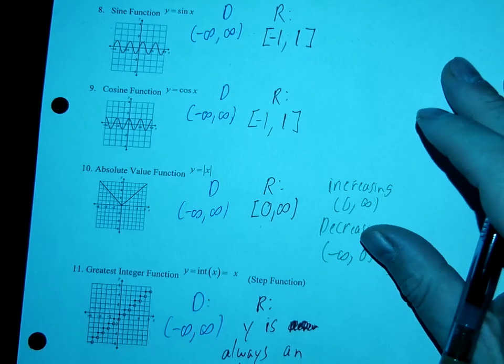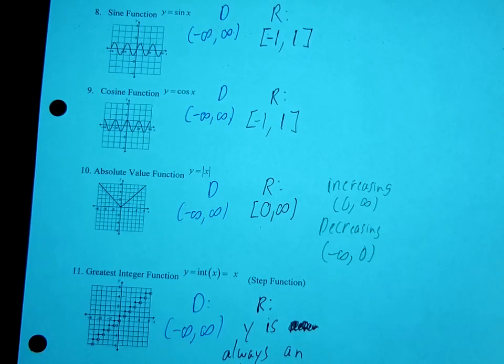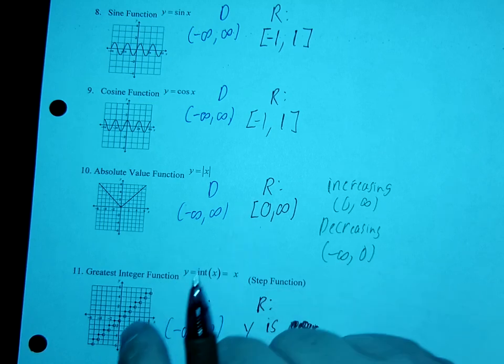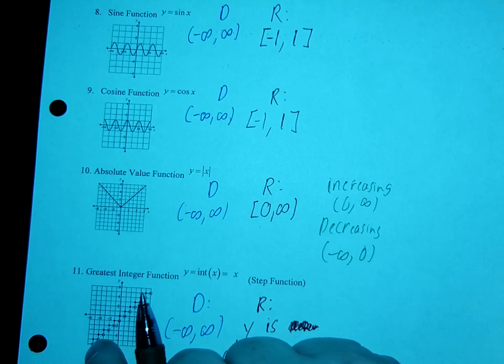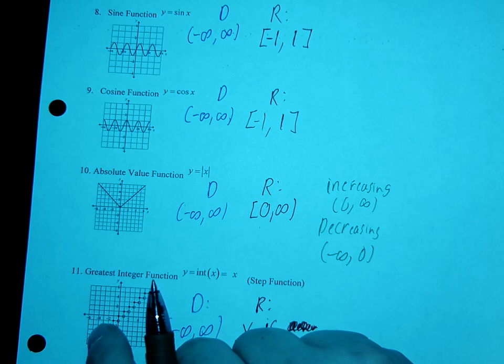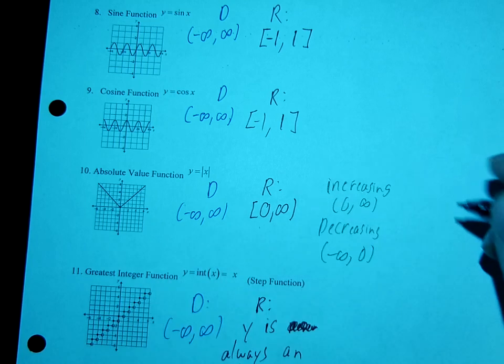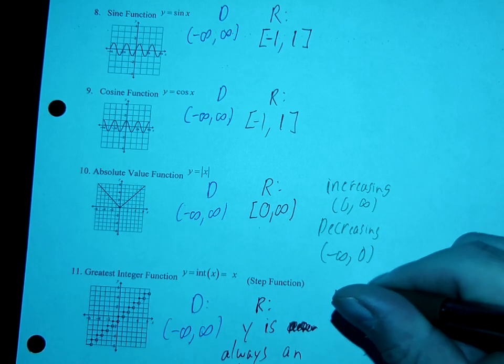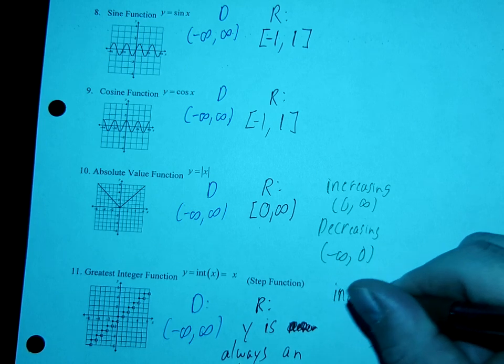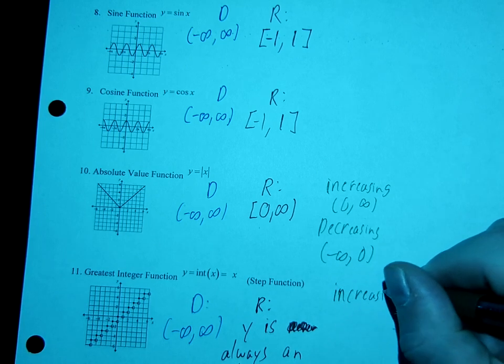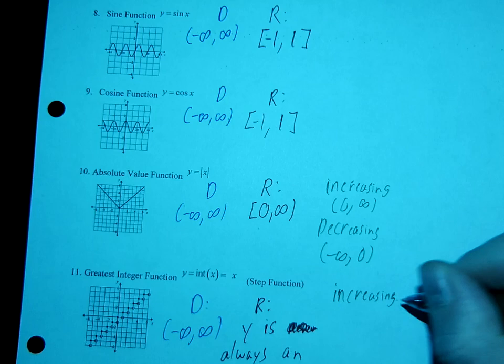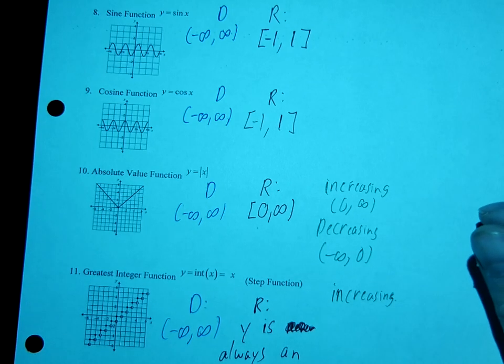And then this one at the bottom of this page, this greatest integer function. Notice here that it's kind of an odd item, because you can see here as x goes up, y does in fact increase. So we're going to call this an increasing function, but it increases in a very odd way. It increases one number at a time instead of increasing by fractions like the other functions did.